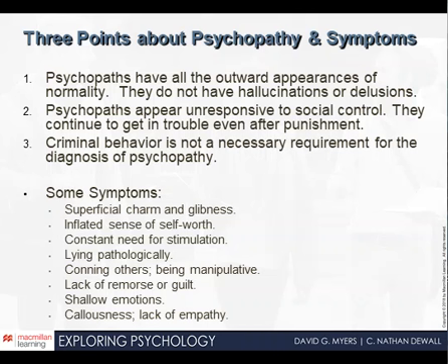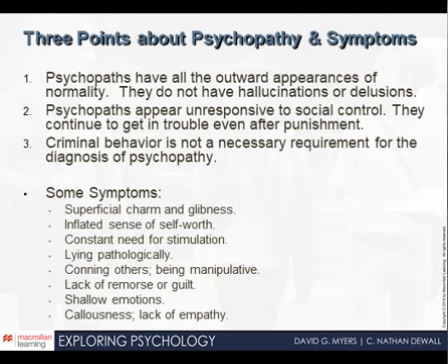3 points about psychopathy and symptoms. Psychopaths have all the outward appearances of normality. They do not have hallucinations or delusions. Psychopaths appear unresponsive to social control. They continue to get in trouble even after punishment. Criminal behavior is not a necessary requirement for the diagnosis of psychopathy.